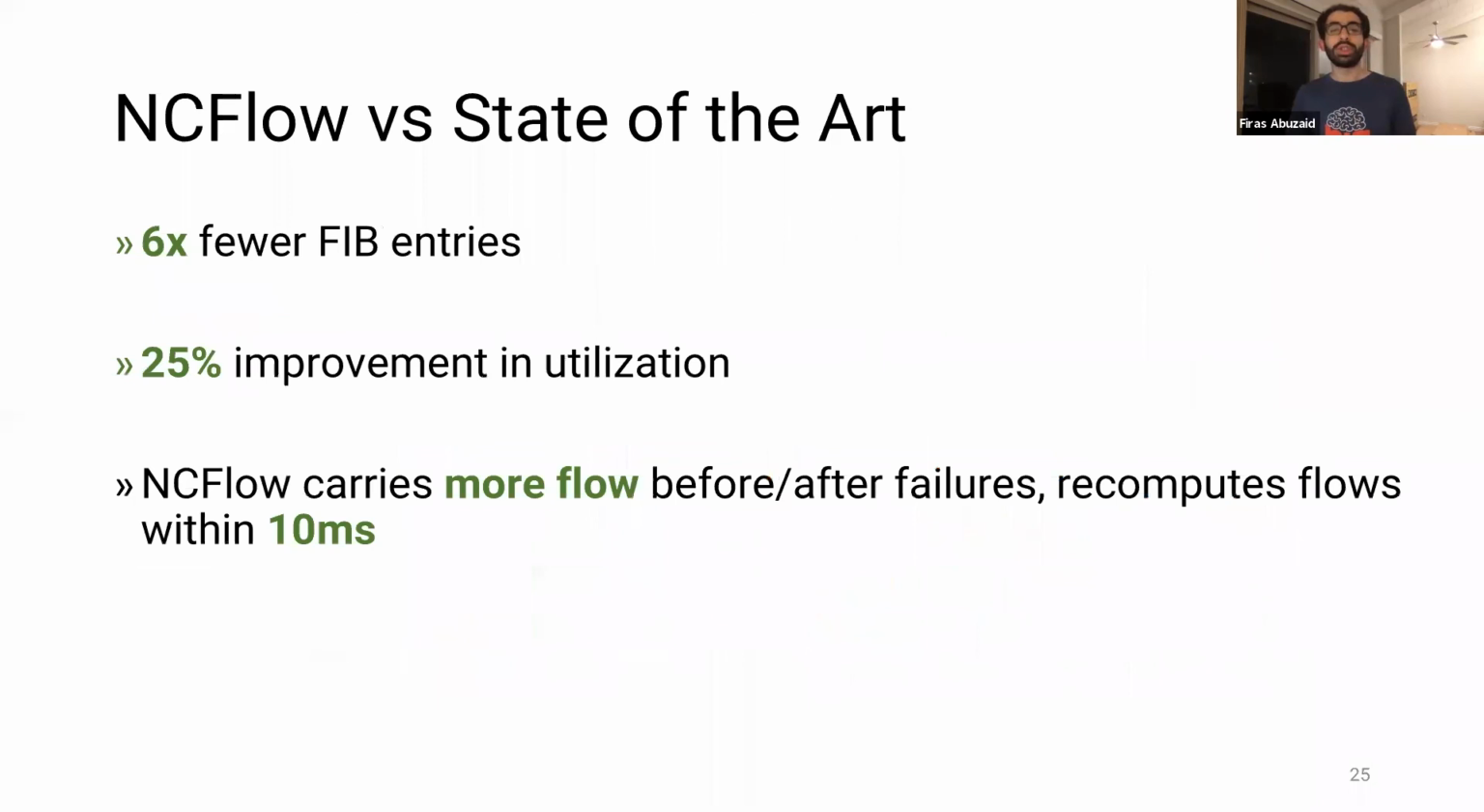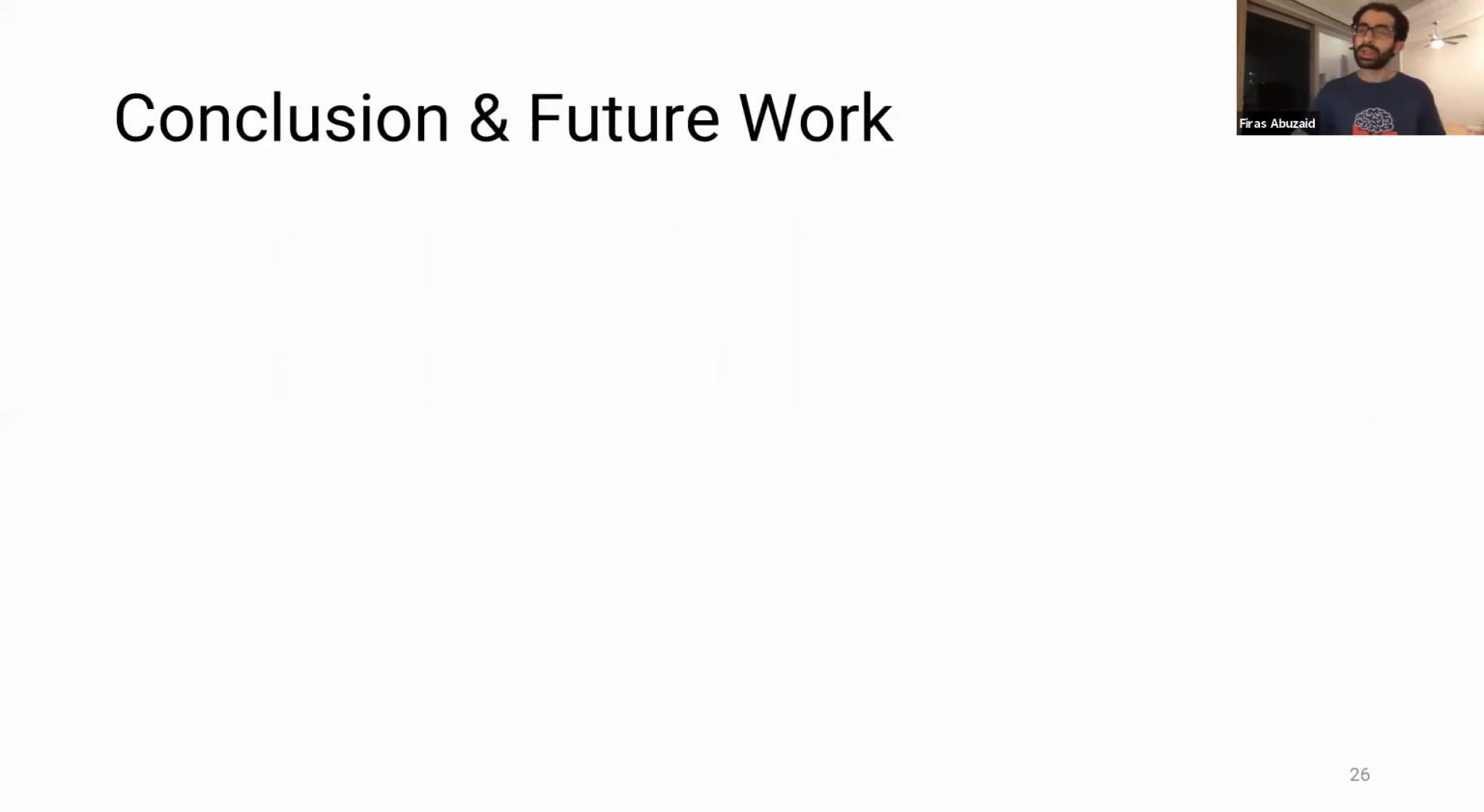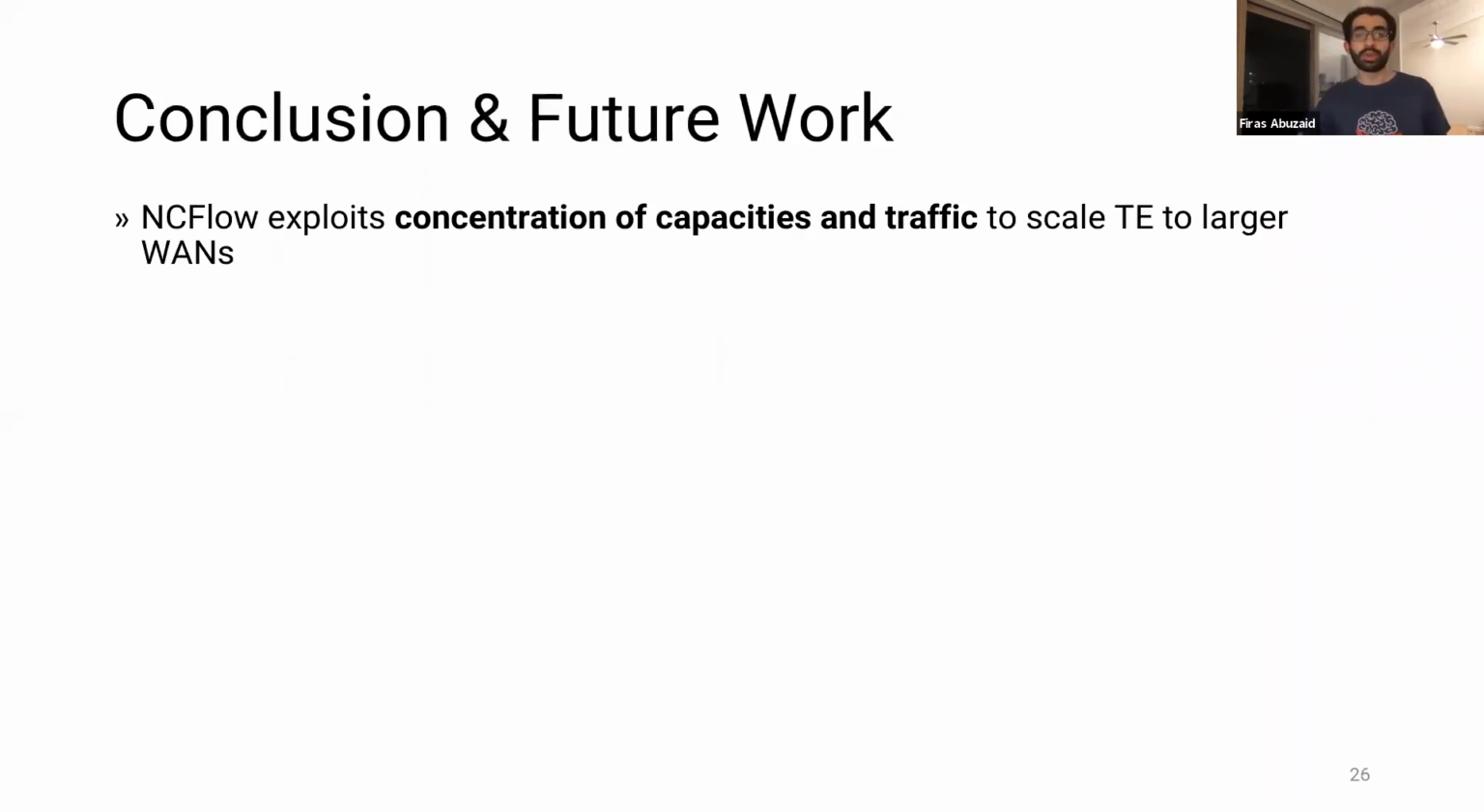NC flow also achieved 6x fewer fib entries and a 25% improvement in utilization, because we were able to more quickly respond to changes in traffic demand. Lastly, we evaluated NC flow in the context of handling link failures, and we found that compared to TAVAR, NC flow was able to carry more flow before and after failures, and was able to recompute flows in response to failures within 10 milliseconds.